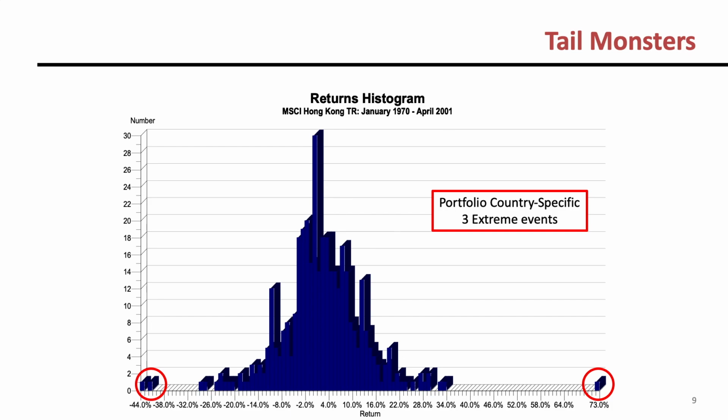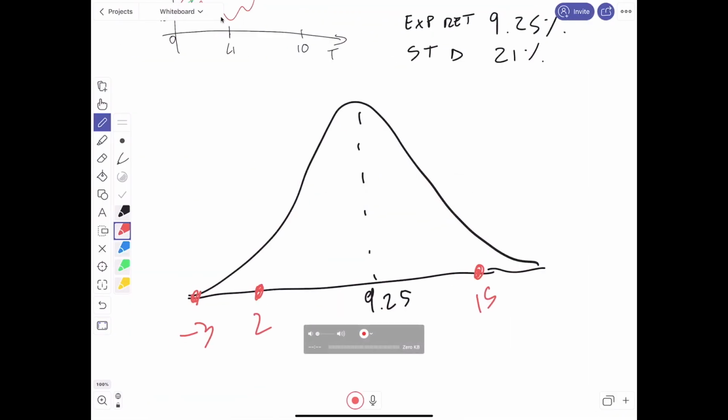I prepared this slide, as I said, 10 years ago. So this is no reference to what's happening now in Hong Kong. But you can see that if you look at the distribution of monthly returns in Hong Kong between 1970 and 2001, it's more or less normal. But you have 3 extreme events. These events are called tail monsters in statistical jargon, because these are monsters that are hidden in the tails of the distribution. So these are events with an incredibly low probability, but they can happen. The probability is very low, but if they happen, they are very bad. They are sort of catastrophic events.